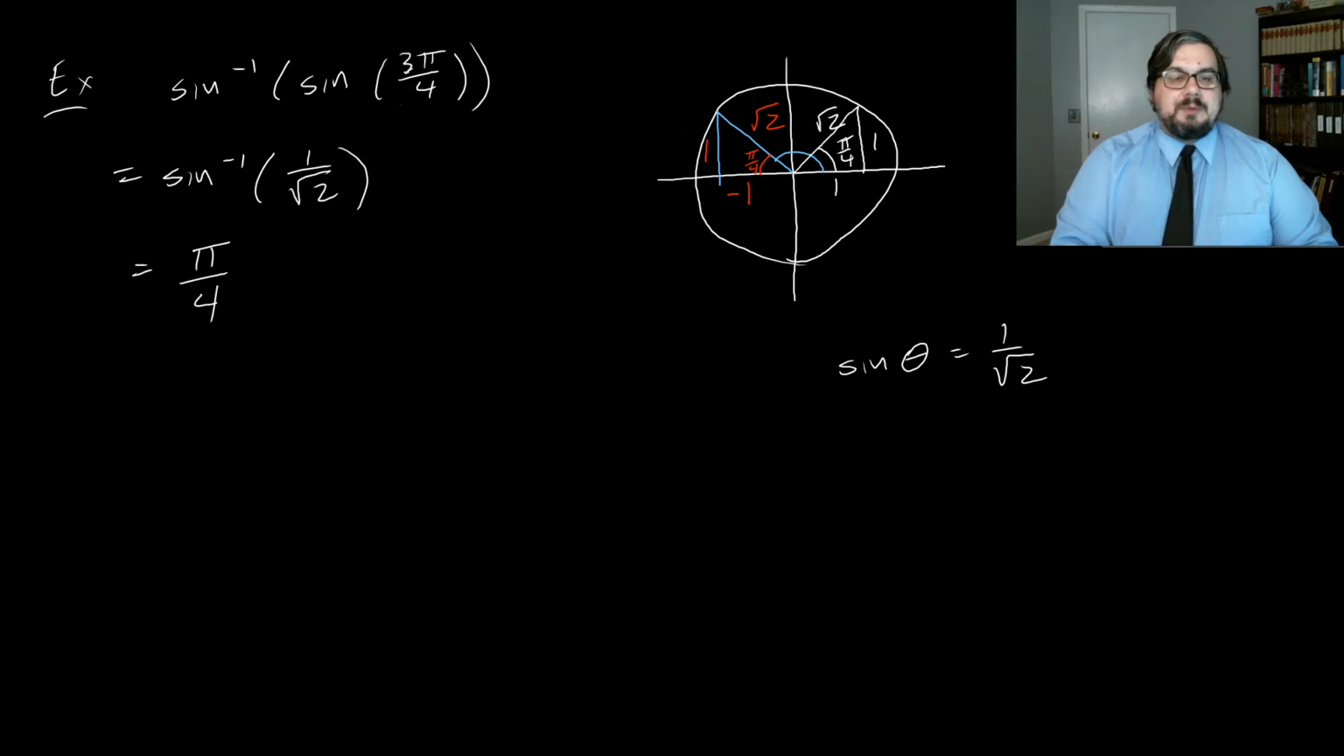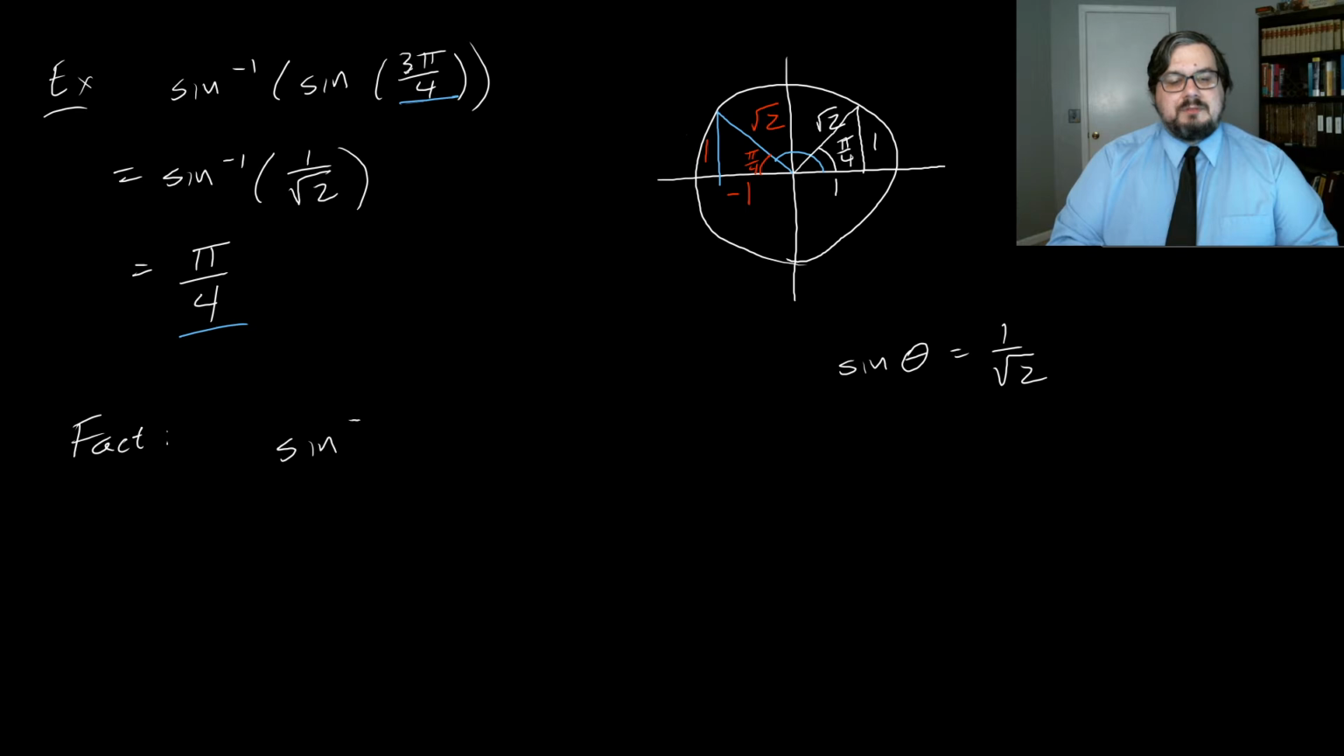Now, you'll notice that we didn't get the same thing. We plugged 3 pi over 4 into this composition of functions. We got pi over 4 out of it, and that's because 3 pi over 4 wasn't in quadrants 1 and 4. It wasn't between negative pi over 2 and pi over 2. However, it is the angle within that interval which has the same sine as the angle that we started with. So this isn't technically adding anything new to what we had before, but it is restating it in a useful way for our intuition.